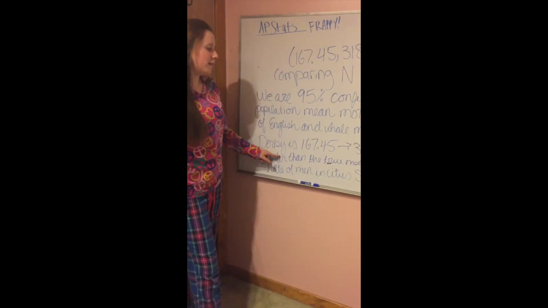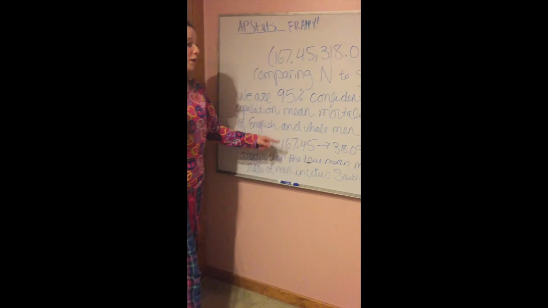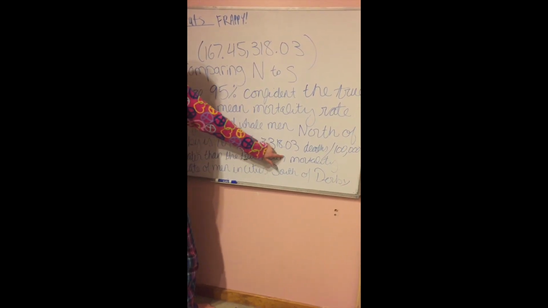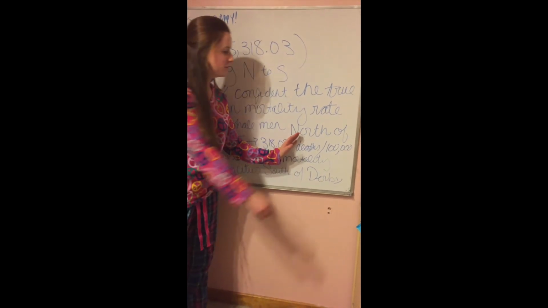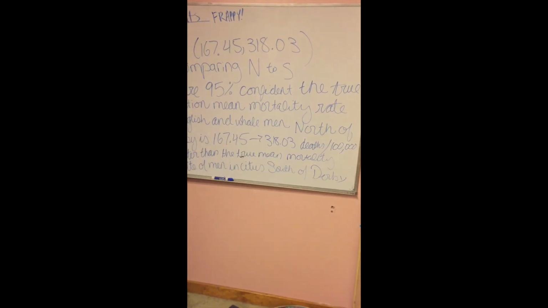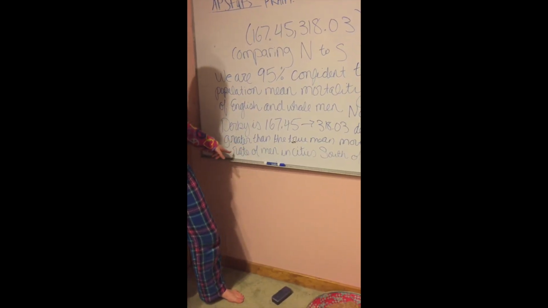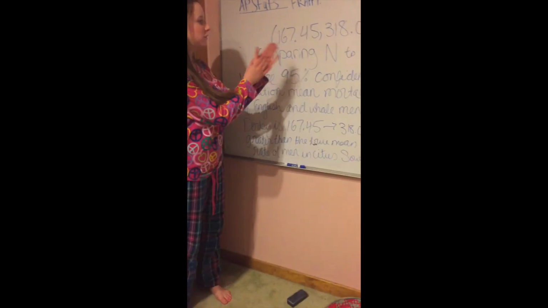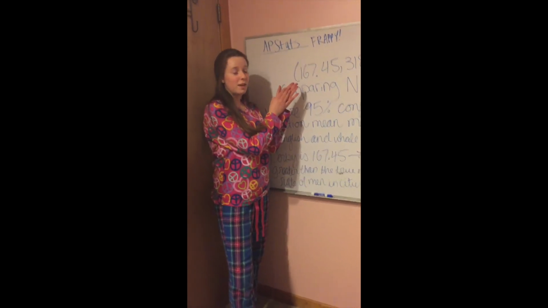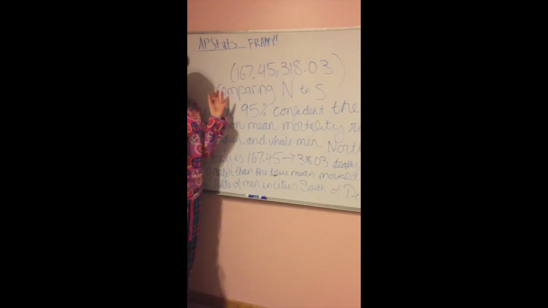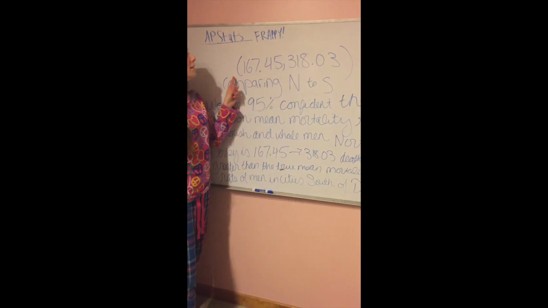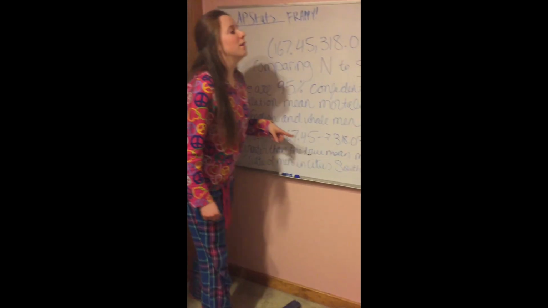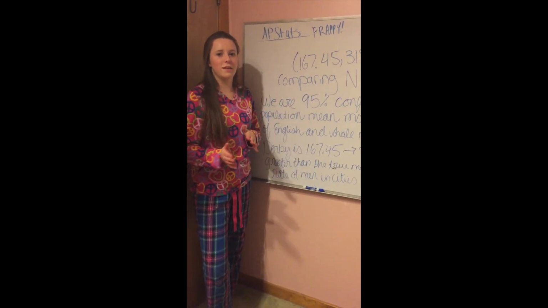North of the Derby, these men north of the Derby, is 167.45 to 318.03 deaths per 100,000. Make sure you include the units of what your numbers mean. Greater than the true mean mortality rate of men in cities south of Derby. We are comparing the north to the south. And because the numbers in our interval are positive, we know that the north is 167.45 to 318.03 deaths per 100,000 greater than the south.